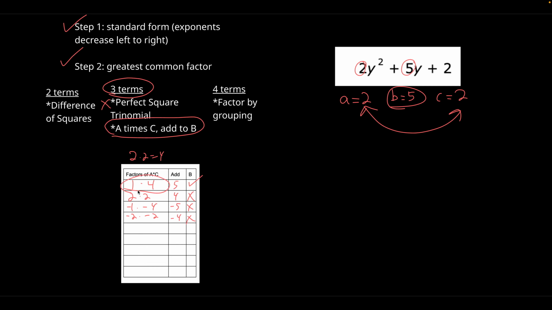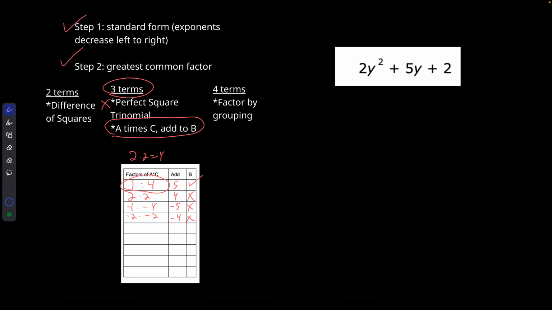Once we have our magic pair, it becomes pretty easy from here. Now, let's clear this up a little bit. We're going to take this 5y and split it into our magic pair: 1y and 4y, positive 1y and 4y. Everything else stays exactly the same. Don't change it a bit. All we did was split.